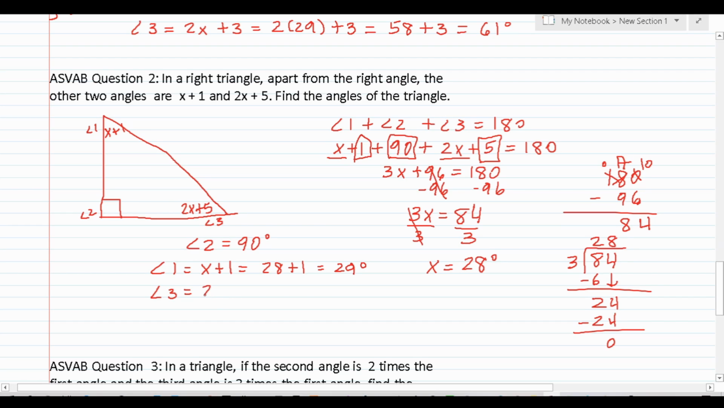And finally, the measure of angle 3 corresponds to 2x plus 5. Again, we can plug in this 28 in place of x, so this becomes 2 times 28 plus 5.